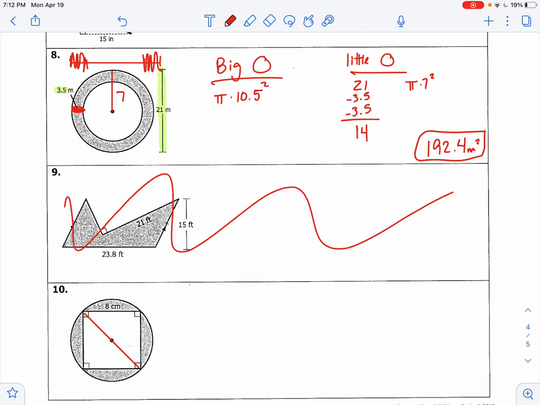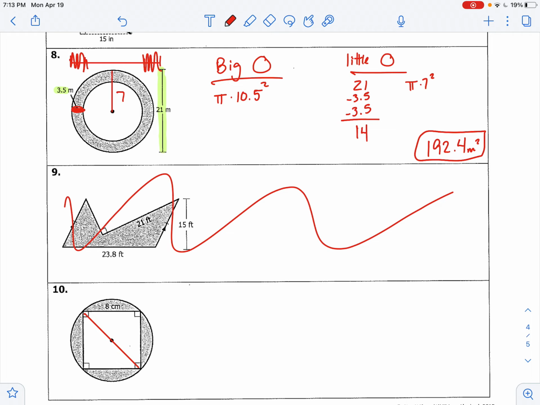Take a look at 10. I would pause the video, see if you can identify the bigger outside shape and the smaller inside shape, and then see if you can finish that one, find your area of the shaded region, and then unpause and check your work.